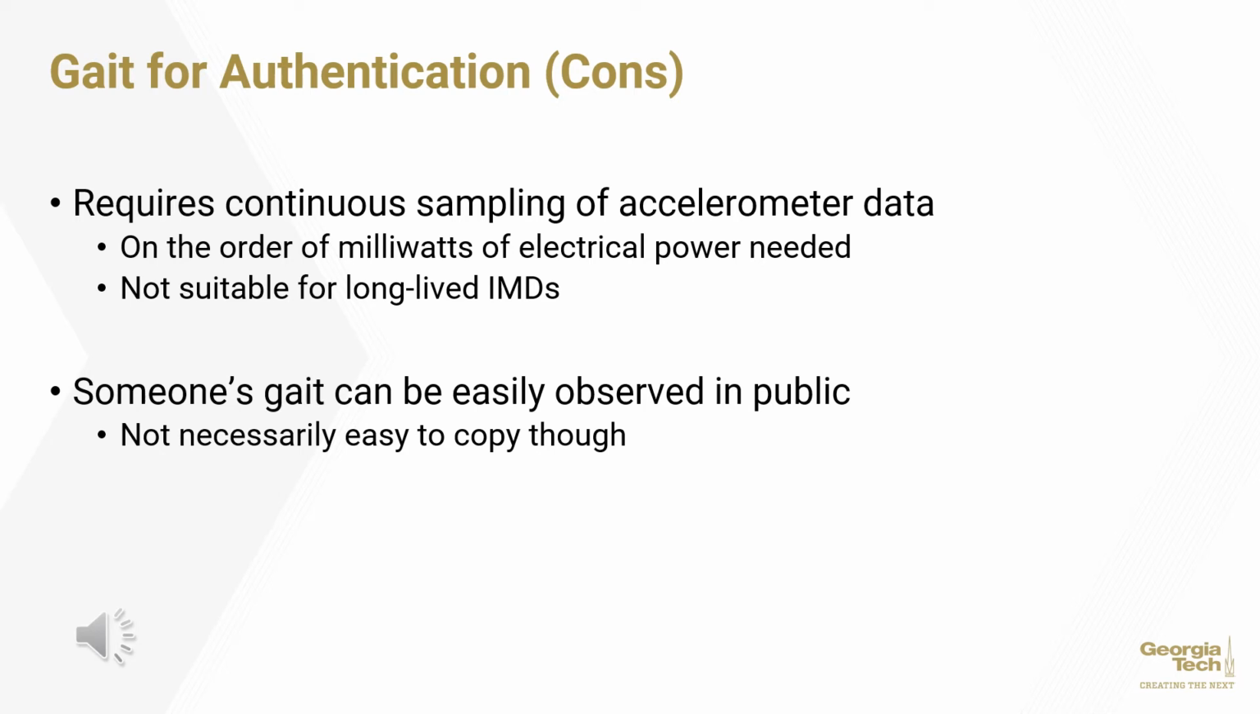However, the issue that arises is that it requires frequent sampling of the accelerometer sensor data, which consumes power. This isn't an issue for slightly larger devices like smartphones, but wearables like watches have much smaller batteries. And other devices like implanted medical devices might need to be long-lived devices with potentially invasive surgical procedures related to installing them. Someone's gait is also easily observed in public. Anyone can record another person's walk with the camera. It is not necessarily easy to copy or impersonate someone else from this information, though.